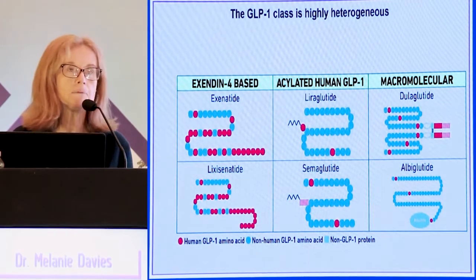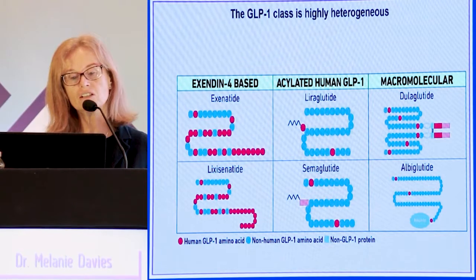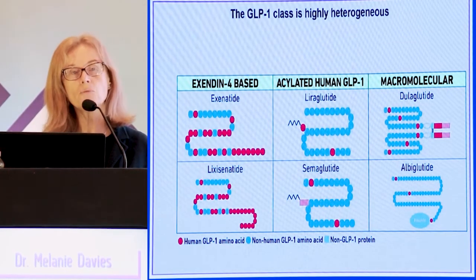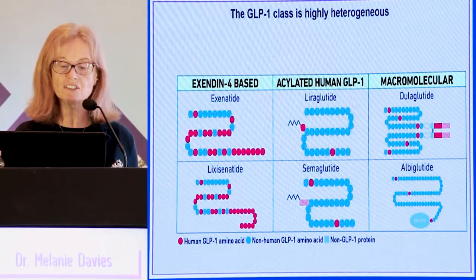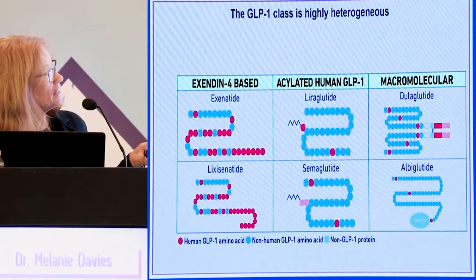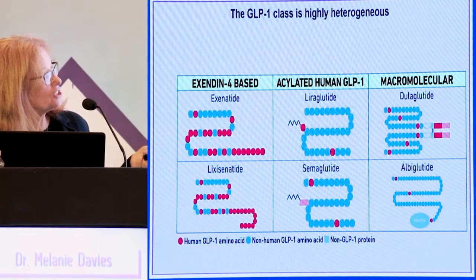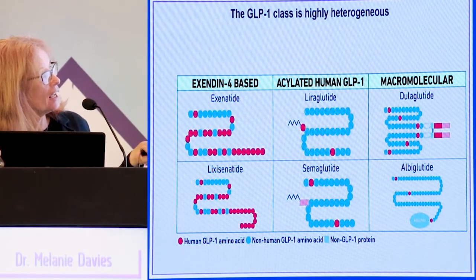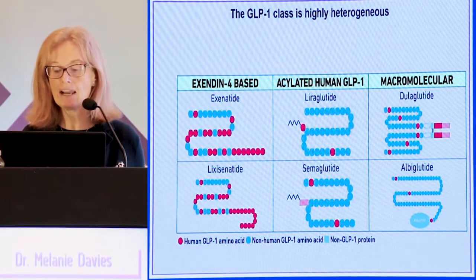I want to talk a little bit about the recent data with the GLP-1s and the SGLT2s. I'm going to start with the GLP-1 class and remind you that it is highly heterogeneous. So we have the exendin-based molecules, exenatide and lixisenatide. We have the acylated human GLP-1s, liraglutide, semaglutide, and we have the macromolecular GLP-1s, dulaglutide and albiglutide.